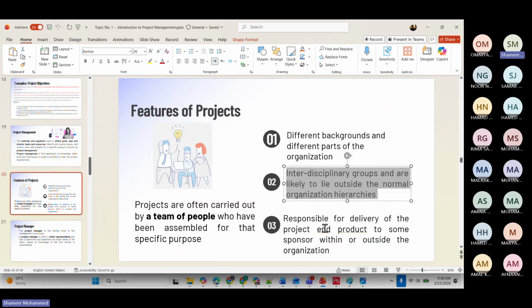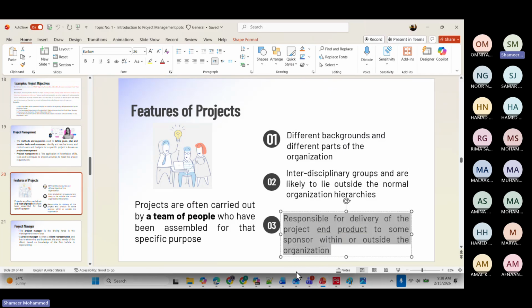Okay. Then responsible for delivery of the end product to some sponsors within the company or outside the company. So you are responsible to produce the output. End product means output, result, natija. So this you have to give it to the customer. So these are all the features of the project.